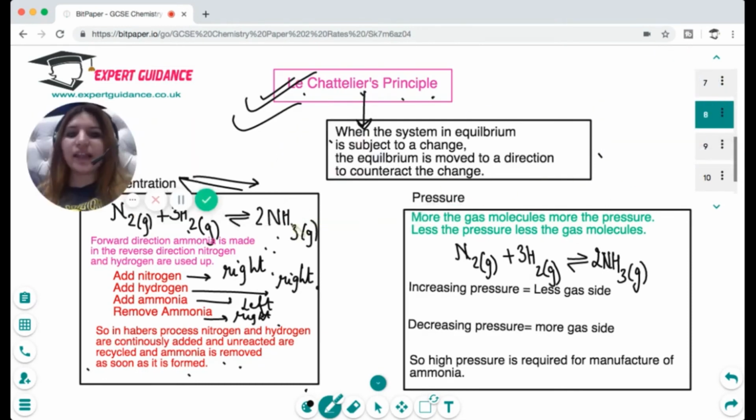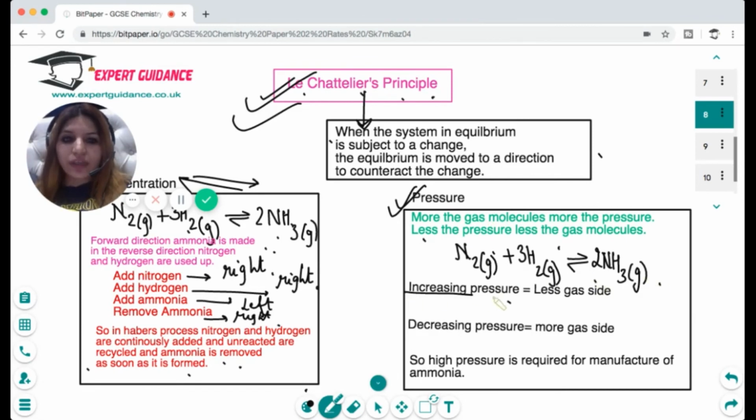Okay, let's take another example, pressure. Now for the pressure, there's a rule. More the gas molecules, more the pressure, less the gas molecules, less the pressure. So in this equation, more pressure is on the left side because it has 4 moles of gases, and less pressure is on the right side.